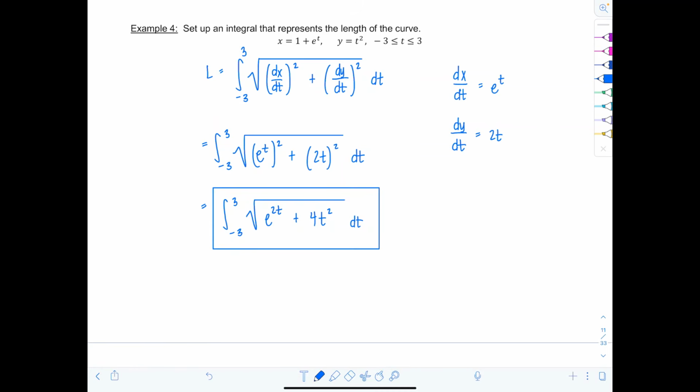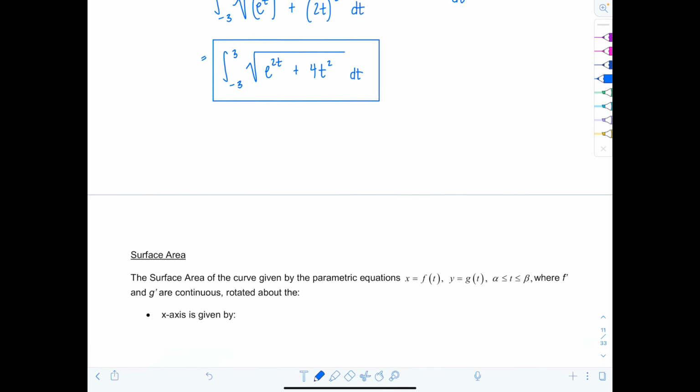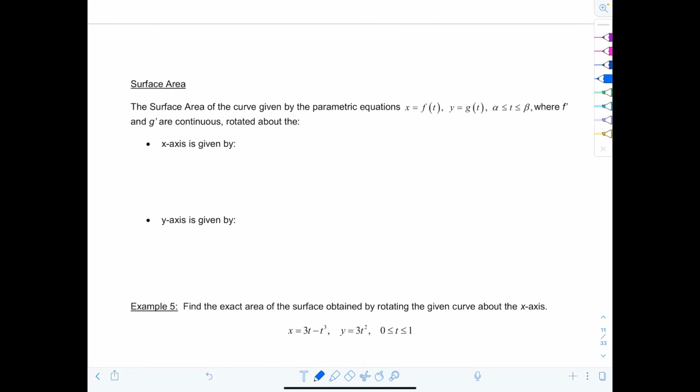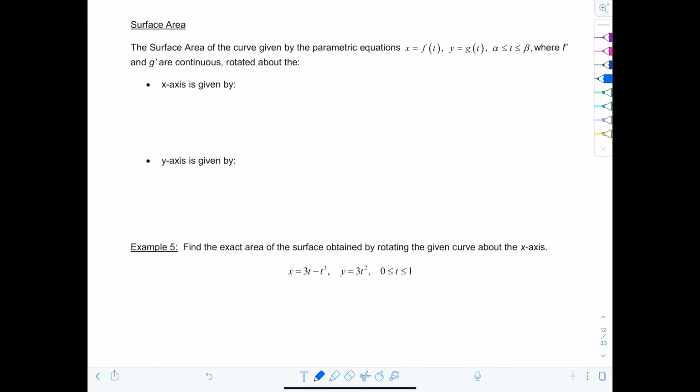All right, last idea, last example. Good job. Surface area. So the surface area of the curve given by the parametric equations, x equals f of t, y equals g of t, t bounded between alpha and beta, where f prime and g prime are continuous, rotated about... First, let's look at the x-axis.